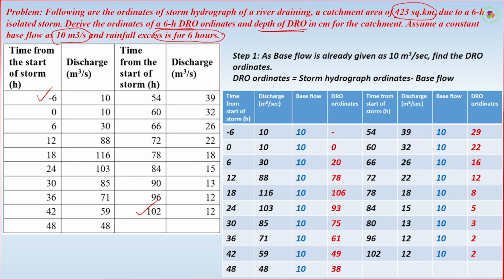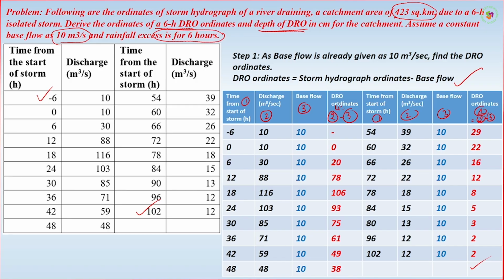So direct runoff ordinate is equal to storm hydrograph ordinate minus base flow. Suppose for example I take this as 1, this as 2, this as 3. Then this is equal to 2 minus 3. That is what I have done. Same thing I have done here also. If you take this as 1, this as 2, this as 3, then 4 is equal to, naturally, what actually? 2 minus 3. 4 is equal to 2 minus 3. So these are the ordinates.